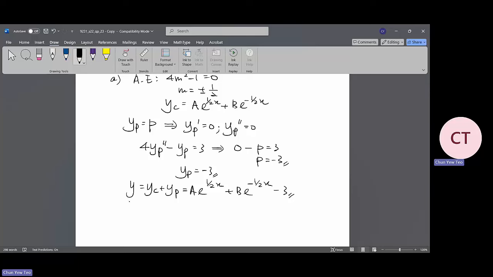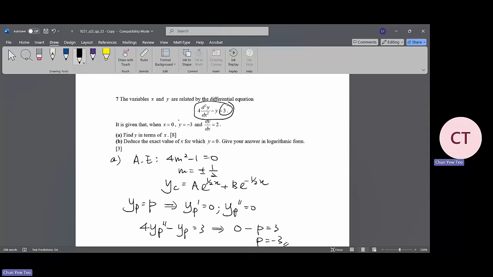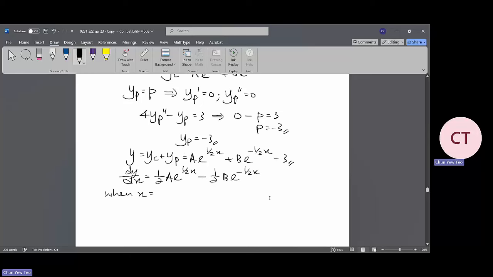Now we want to go for the particular solution. We need to find dy/dx. dy/dx will be ½Ae^(½x) minus ½Be^(−½x). So given when x equals 0, y is negative 3. Based on this, replace it inside here, you will get negative 3 equals A plus B minus 3.